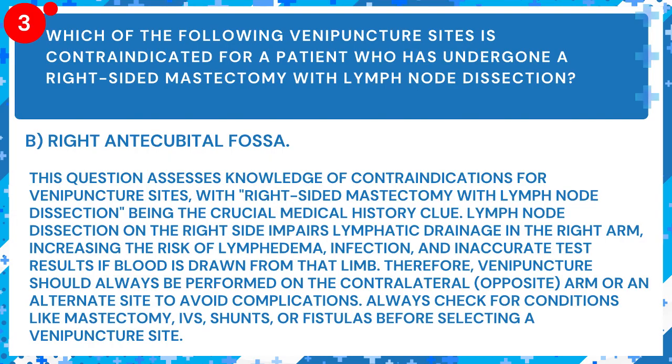of lymphedema, infection, and inaccurate test results if blood is drawn from that limb. Therefore, venipuncture should always be performed on the contralateral, opposite, arm or an alternate site to avoid complications. Always check for conditions like mastectomy, IVs, shunts, or fistulas before selecting a venipuncture site.